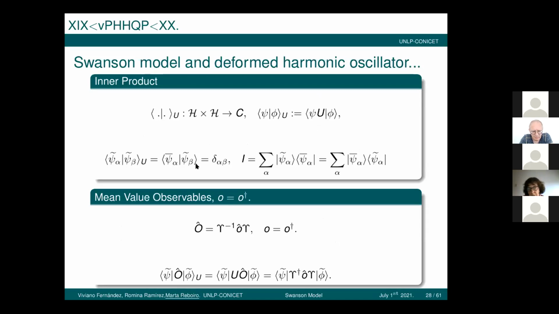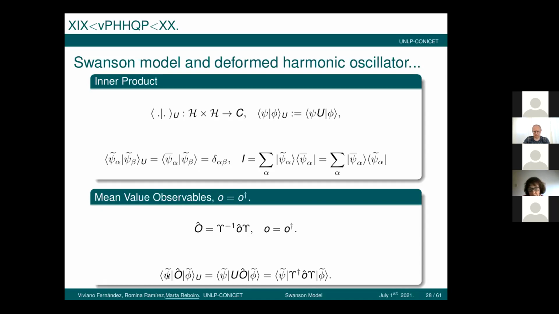This is equivalent to this condition of orthogonality, and we can introduce an identity. What is important is that if we want to compute mean values of observables, we not only need the inner product, but we have to map our operators to the new space if we are to make things consistently.